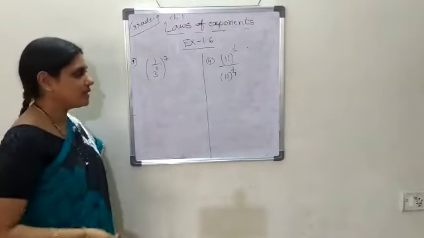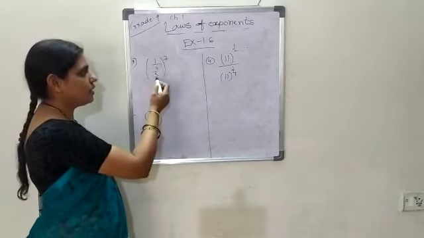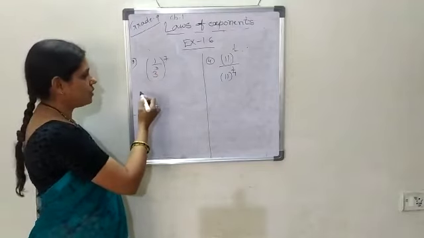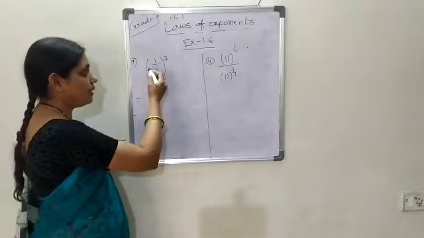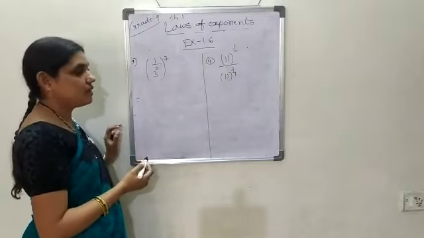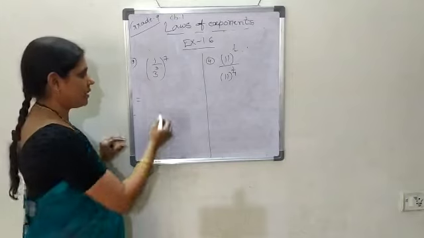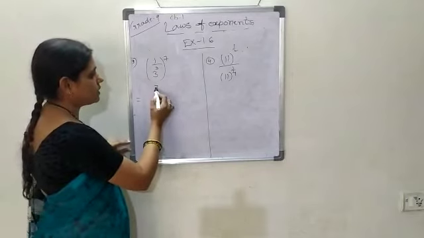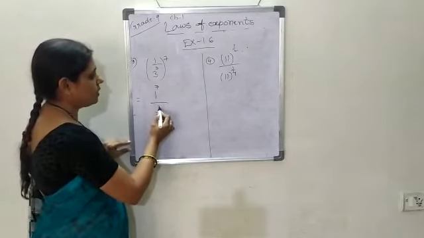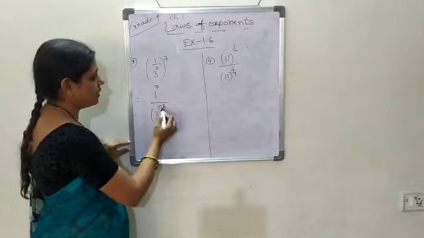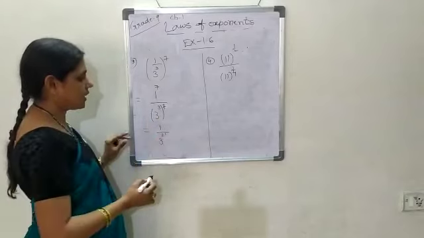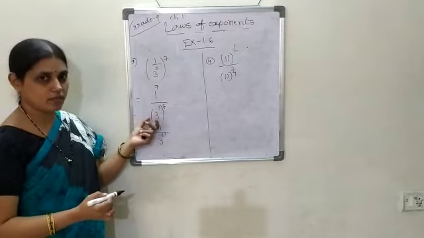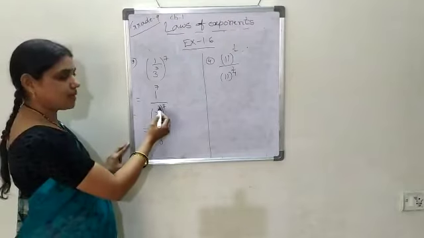Now one more example. So here 1 by 3 cube whole power 7. So how to simplify it? First definitely we can write it as a by b whole power n equal to a power n by b power n, like that we can do. So 1 to the power 7 by 3 cube whole to the power 7, then that is equal to 1 by 3 power 21. Here we are applying a power m whole power n equal to a power mn. So we can multiply the exponent.